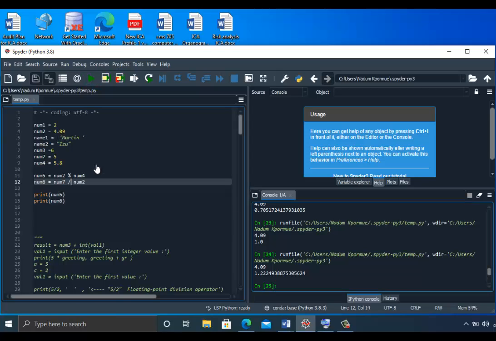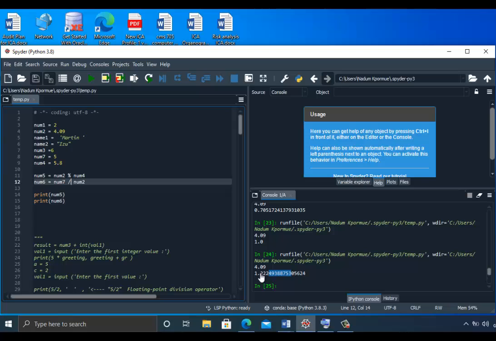1.22222. Okay, so this is the decimal, so 1 is the remainder. Okay, 1, 2, so this is the result. So you should know when to use the modulus, when to use the floating point division operator, and the integer division operator.